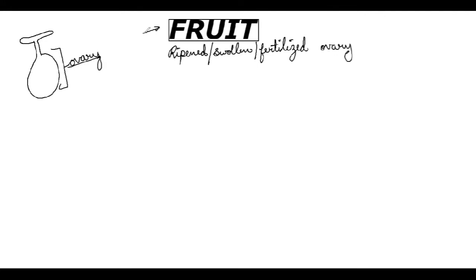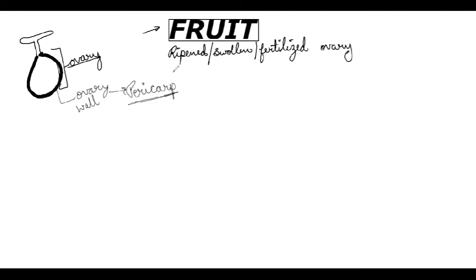Now, this boundary of the ovary is known as the ovary wall. What is it known as? It is known as the ovary wall, and this ovary wall becomes swollen to be known as what? It becomes the pericarp of the fruit. This pericarp is the outer covering of the fruit we get to see, and we'll see that the pericarp is further divided into different parts in some fruits.